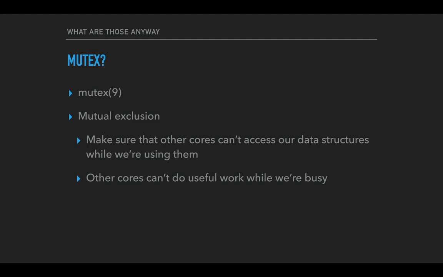Well, MTXs are mutexes because typing those 2 extra characters takes far too much time and we're all far too busy or possibly lazy to type those. So what we have is a mutex sleep function. What is a mutex? A mutex provides mutual exclusion, hence the name. Mutual exclusion means that other cores can't access our data structures while we're using them. Why would we want to do this?